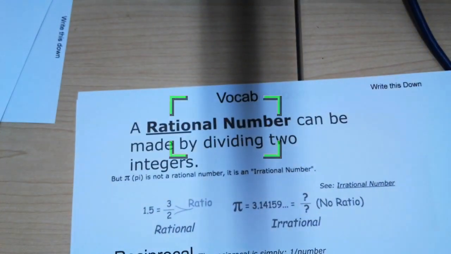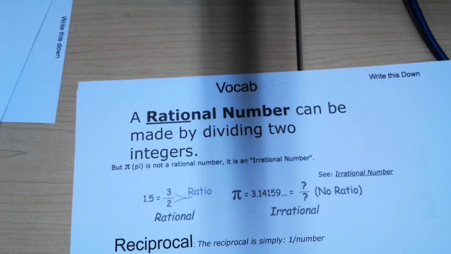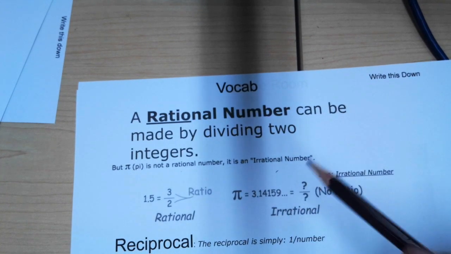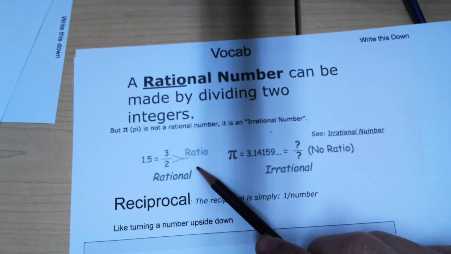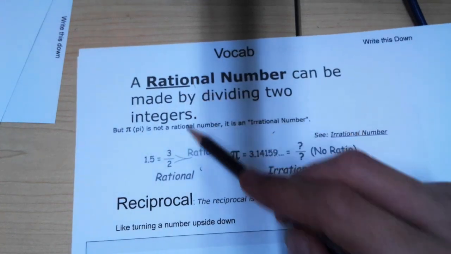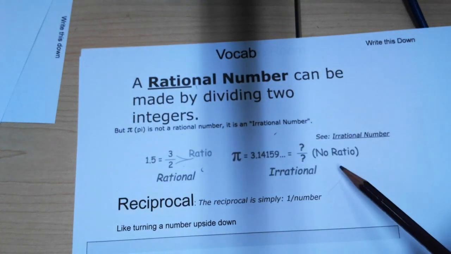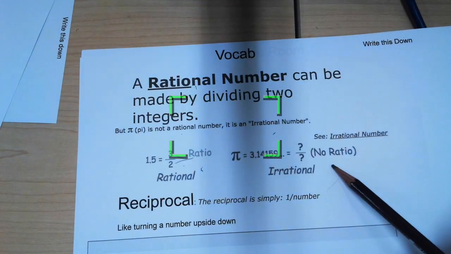Rational numbers can be made by dividing two integers. Pi is not rational. It's irrational. There's a ratio. Rational numbers can be written as a fraction. Irrational numbers cannot be written as a fraction.